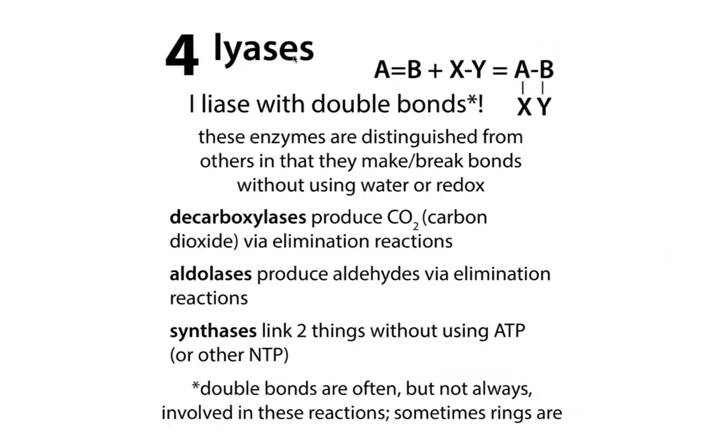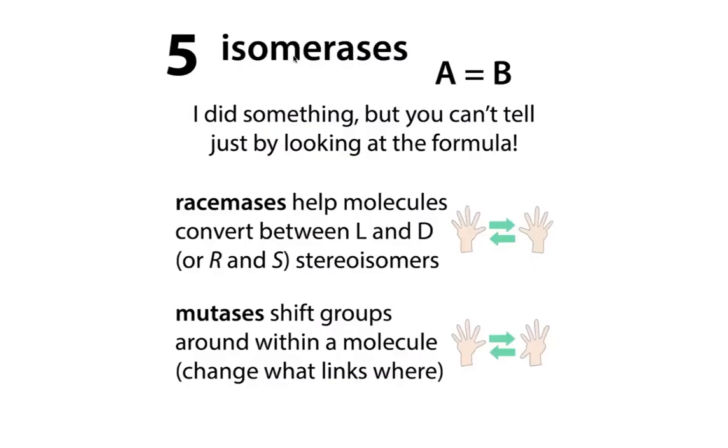We have lyases. Basically, a lyase is going to make or break bonds without using water or without using redox. And so these are going to be a little harder to identify, but often what they're going to be doing is they're going to involve the formation and or the breaking of double bonds. And so we're going to see things like elimination reactions. So we'll point out some more examples of these, but know that this is kind of like one of the trickier things to actually recognize.